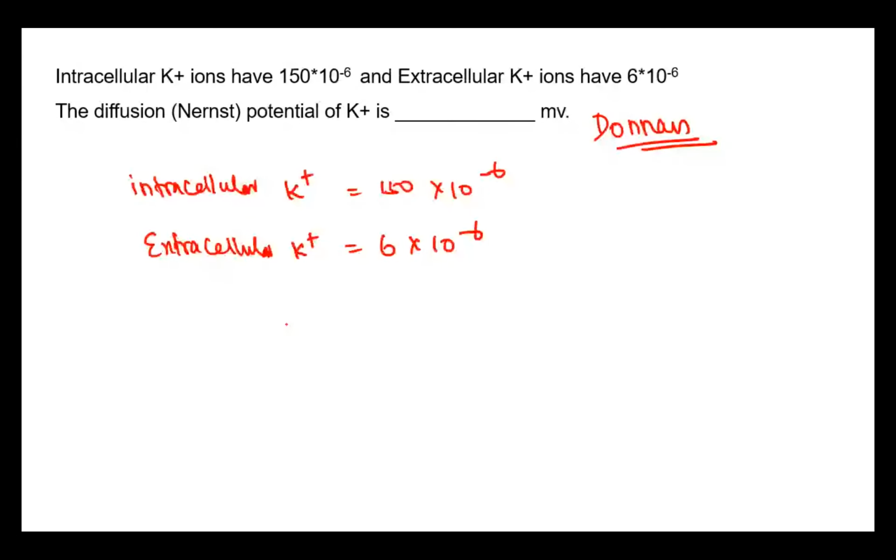Sir, doubt, sir. Sir, why do we use the Donnan equation here, can't we use the Nernst equation, sir? Yeah, the question was wrong. Na plus, not K plus. Fine? Okay, sir. The question was wrongly typed. So we have extracellular Na plus ions as 6 into 10 to the power of -6. So simple, just do some calculations and find the answer.